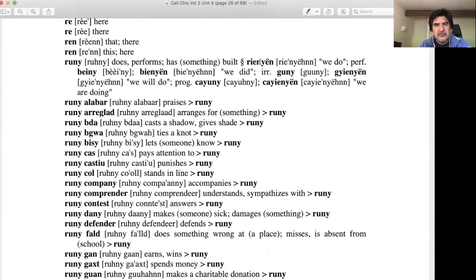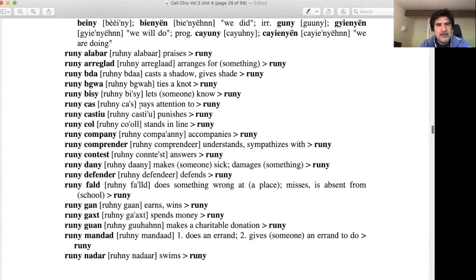As you can see, it changes, so you need to memorize this verb. Here, we do, it's reunion. Perfective, bane, and we did it, bienian. Irrealis, guñ, and again we will do, yenian. Progressive, kayu, kayenian.